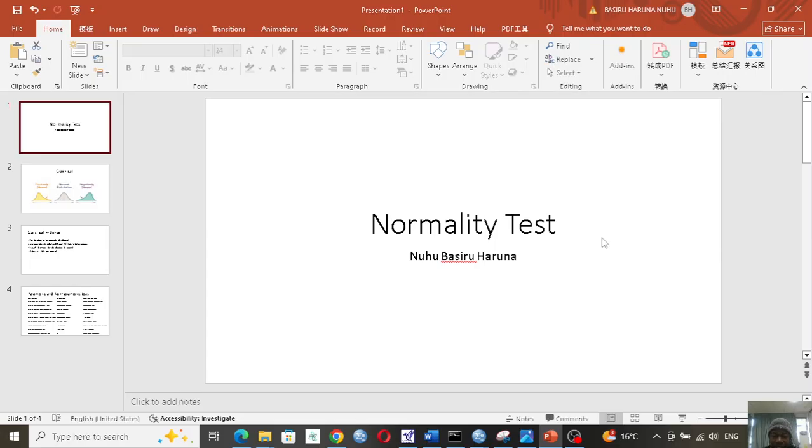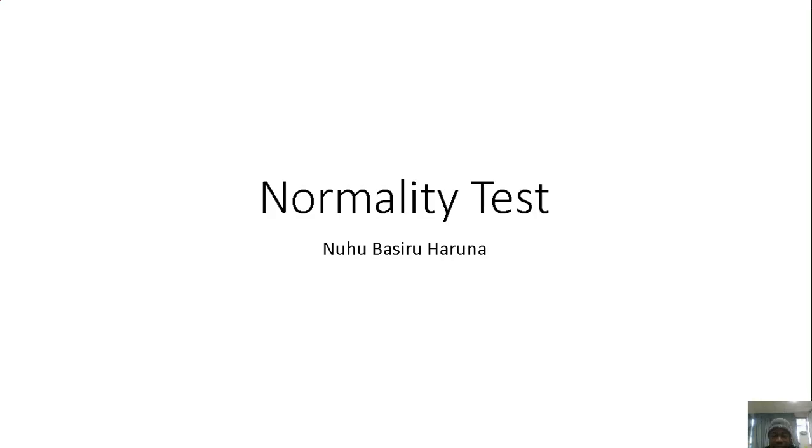In our last discussion, we discussed reliability and validity. In today's discussion, we are going to deal with the normality test. So we want to check if the data set is normally distributed. Now, how do we check if the data is normally distributed?